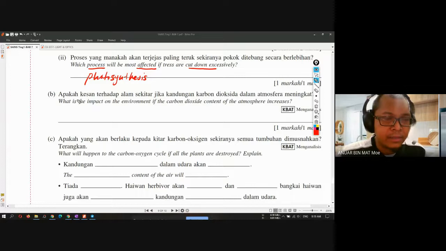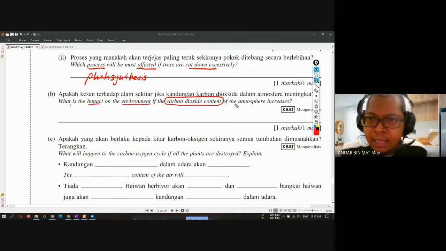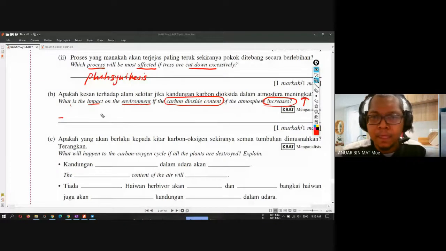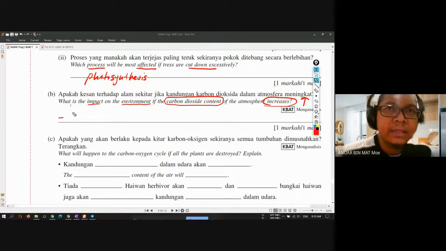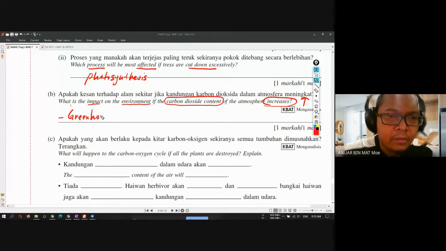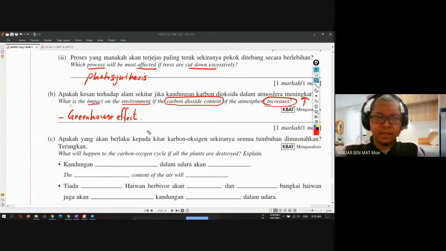Right. 2B. What is the impact on the environment if the carbon dioxide content increases? See here, the carbon dioxide content in the atmosphere increases. What effect do you think happens? Any answer? Greenhouse effect. Okay, greenhouse effect. This is the answer.